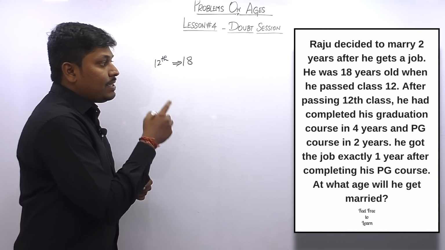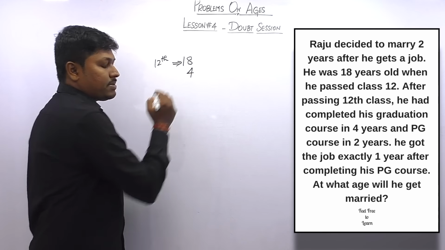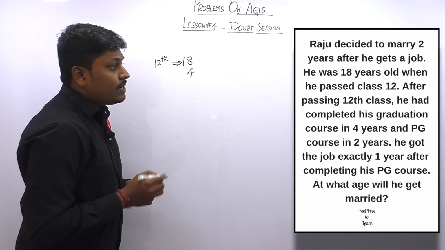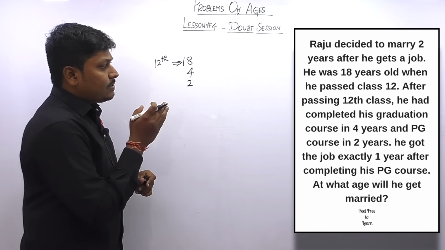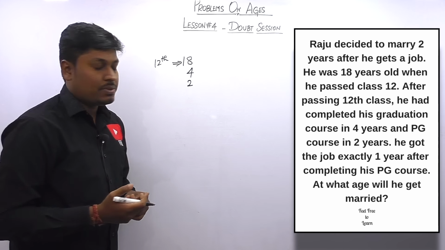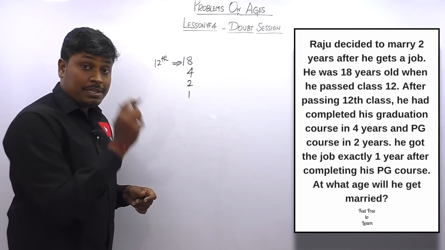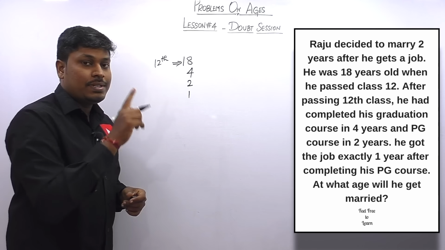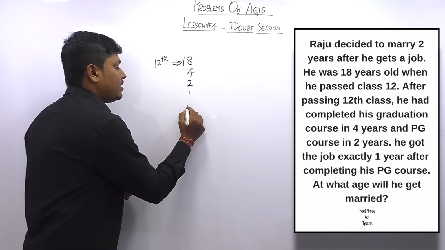And then he completed his graduation course in 4 years. So another 4 years, so 18 plus 4. And then he did a PG course, that is 2 years, so another 2 years. And then he got the job exactly 1 year after completion of the PG course. But the first point they are saying is Raju decided to marry 2 years after he gets a job. Then we can say another 2 years.